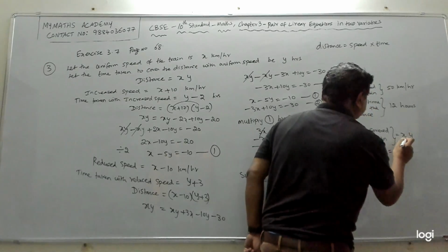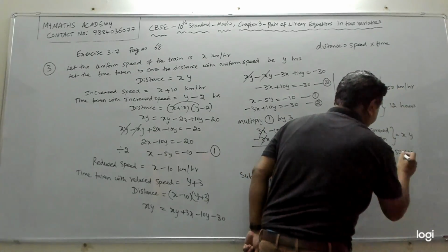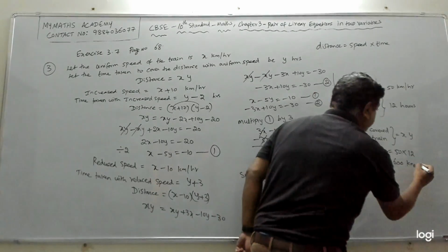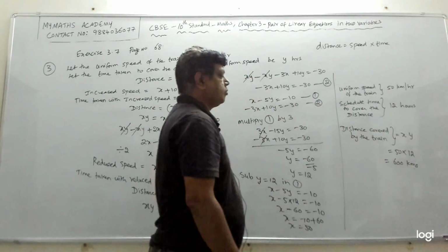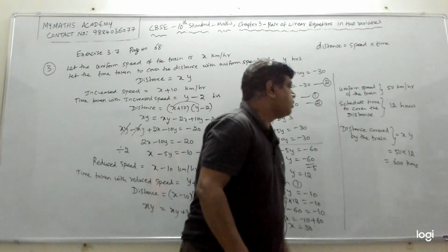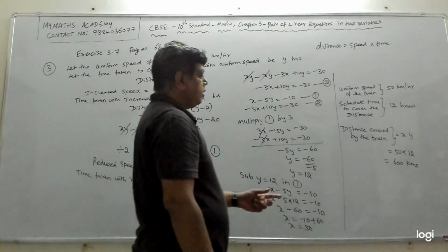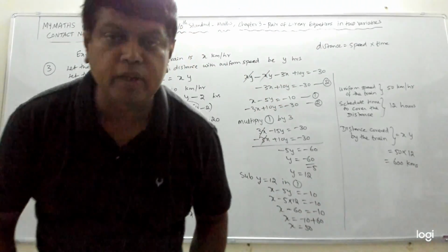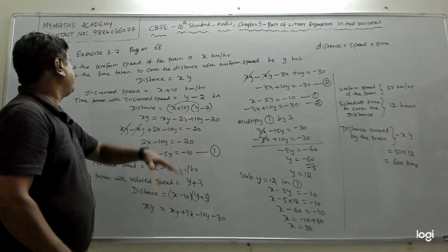What is x? 50. What is y? 12. What is 50 times 12? 600 kilometers. Right? So the train covers a distance of 600 kilometers. That is the distance the train generally covers. Fine. So this is how we do this third problem.